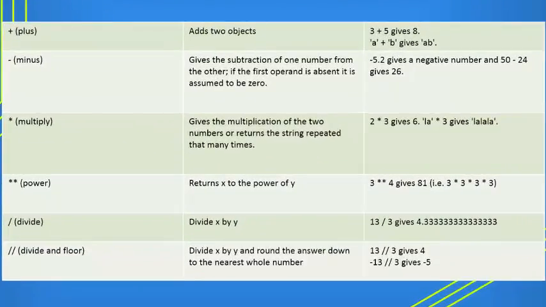You have plus, which adds two objects together. Minus, which gives the subtraction of one number from the other. Multiply, which gives the multiplication of the two numbers or returns the string repeated that many times. Power, which returns x to the power of y. Divide, which divides x by y. And divide and floor, which divides x by y and rounds the answer down to the nearest whole number.